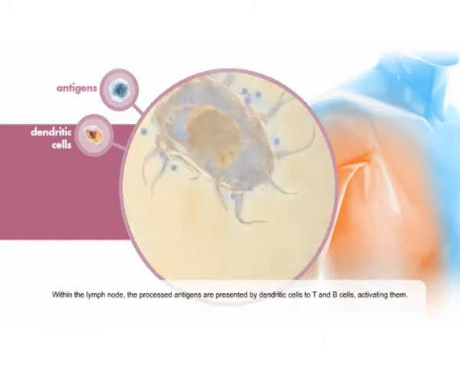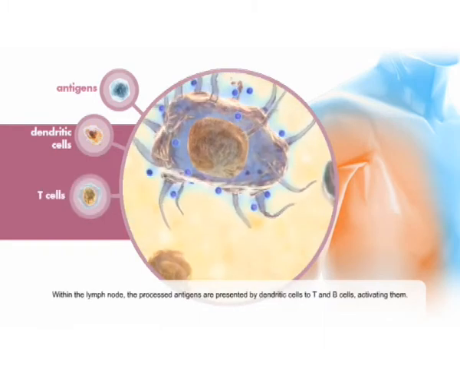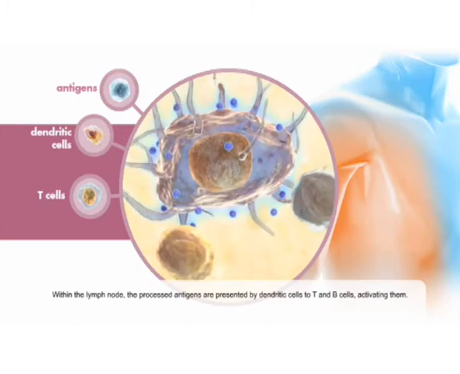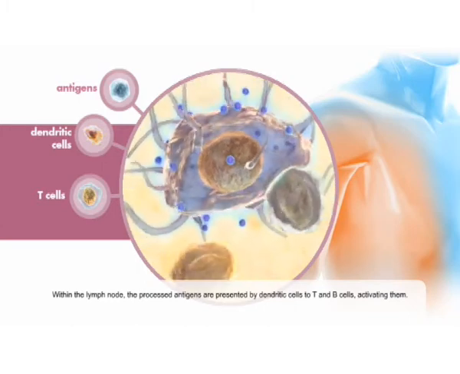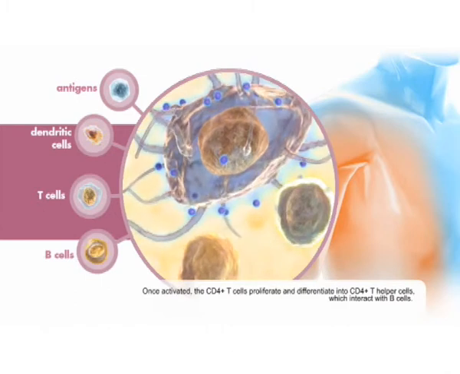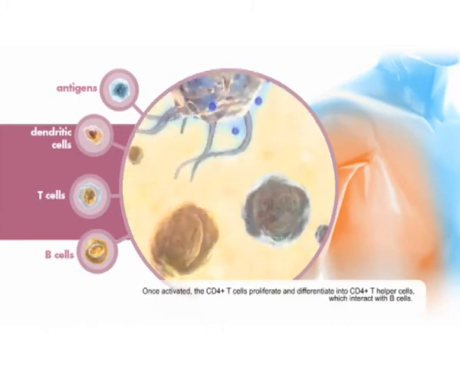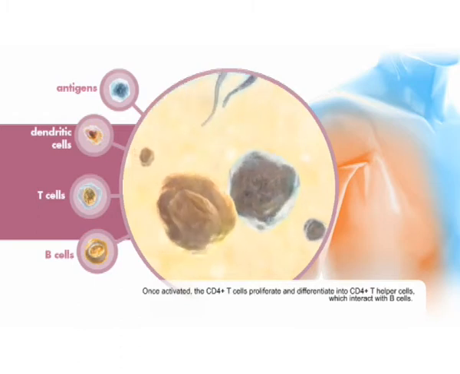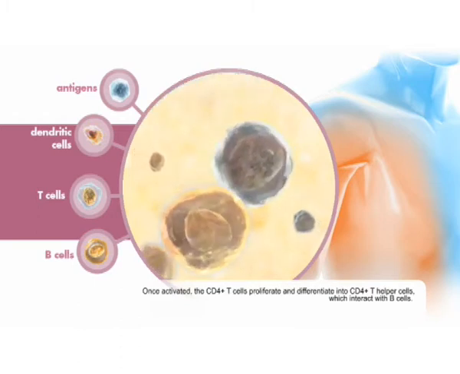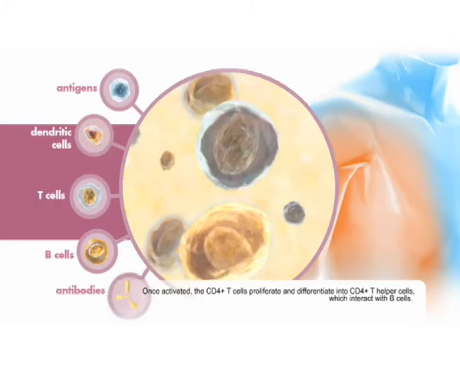Within the lymph node, processed antigens are presented by dendritic cells to T and B cells, activating them. Once activated, the CD4+ T cells proliferate and differentiate into CD4+ T helper cells, which interact with B cells.